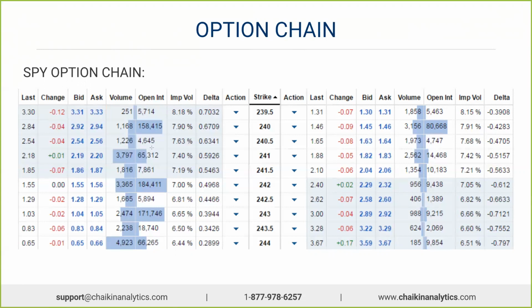Now you can change all these a little bit. Mine has an action button here. Yours may not. I can click on this and it gives me the chance to buy or sell, open or close. All right, and strikes down the middle. Let's talk about this options chain in individual parts, though.